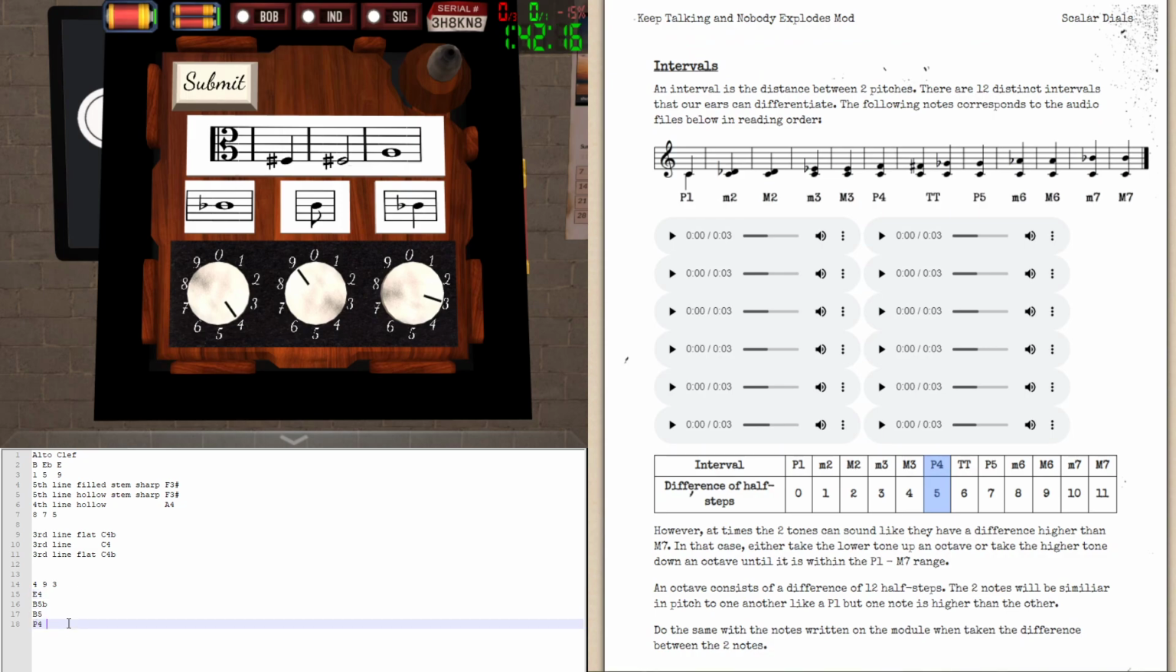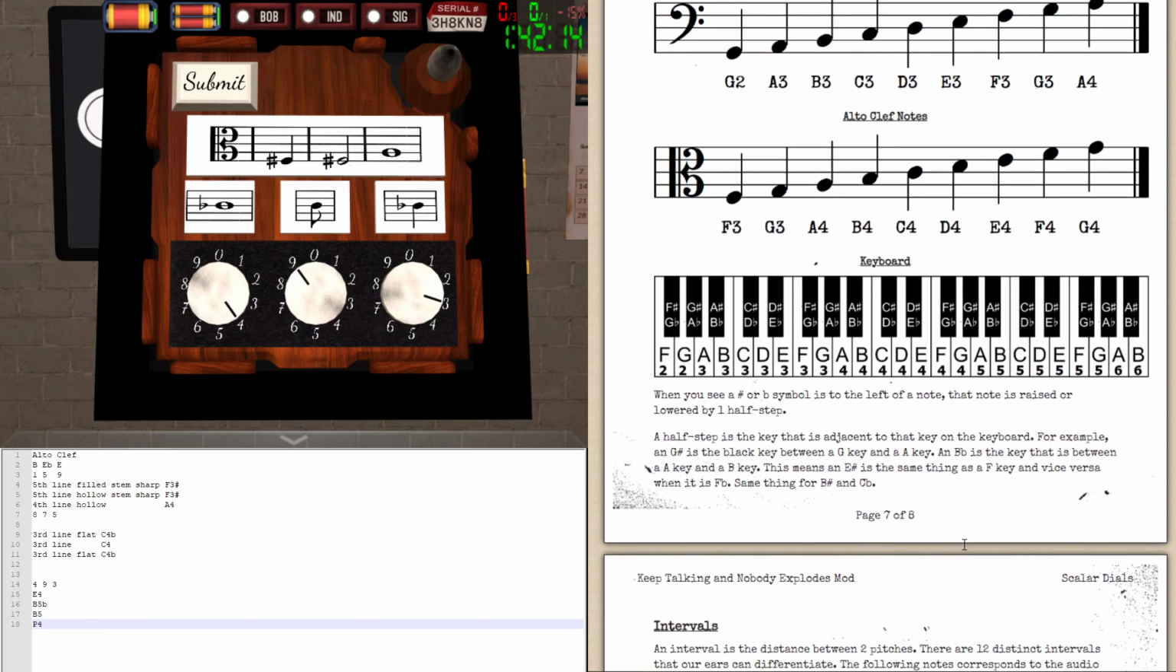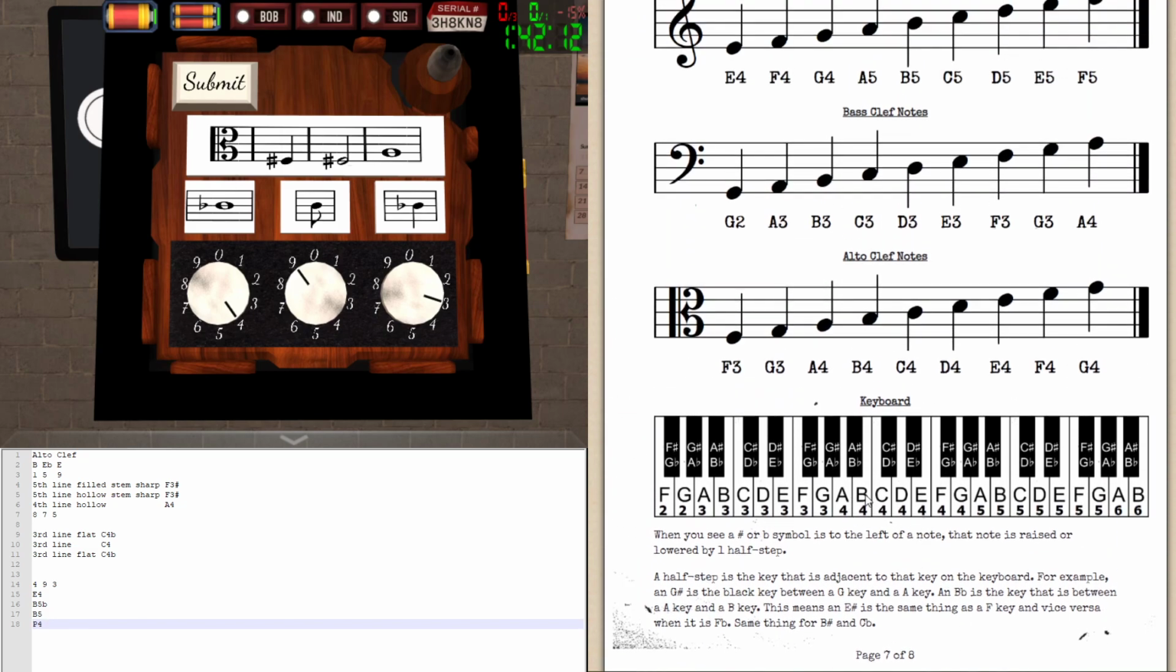P4 is going to be our first interval. And we do the same with each one. This time we have a C4. We have a C4 for that. But now we got a B flat 5. So we're going to find B5 and then go down 1/2 step. And then we're going to count the difference between the two.